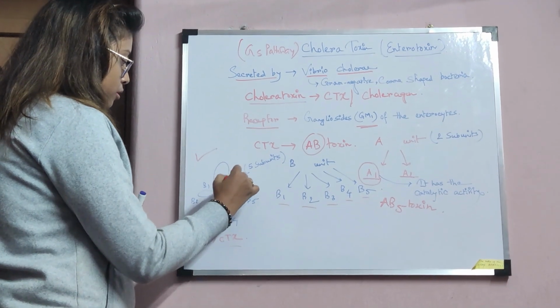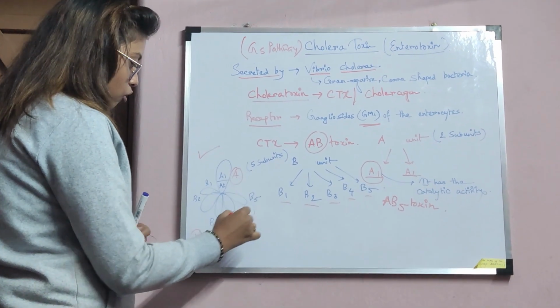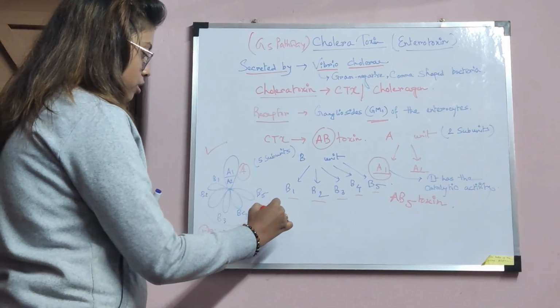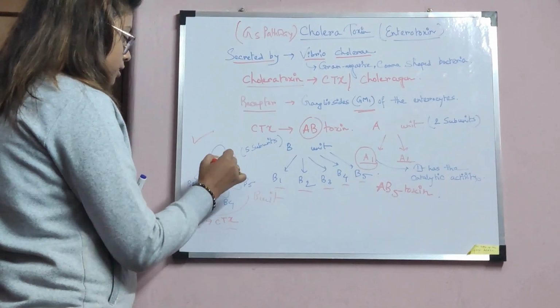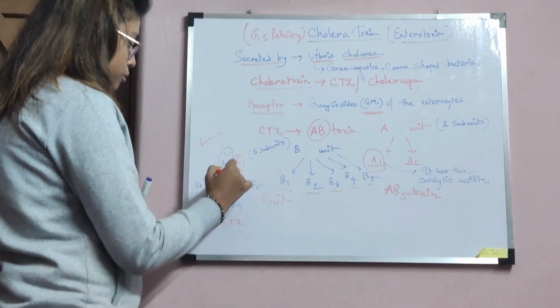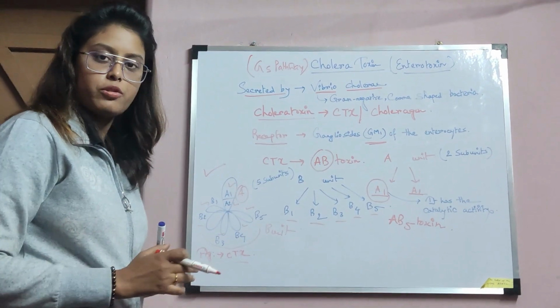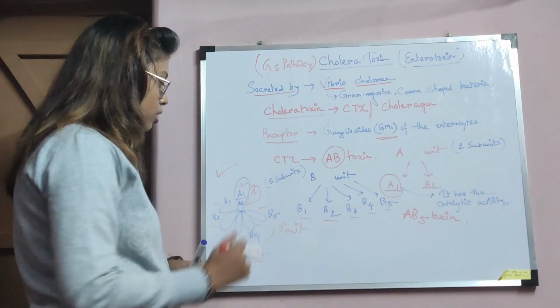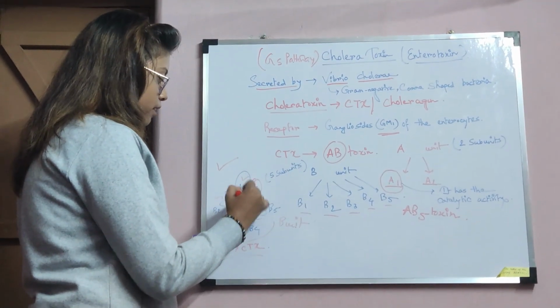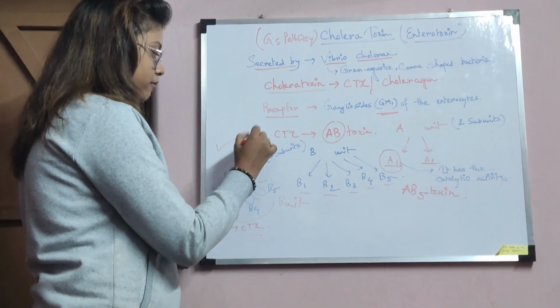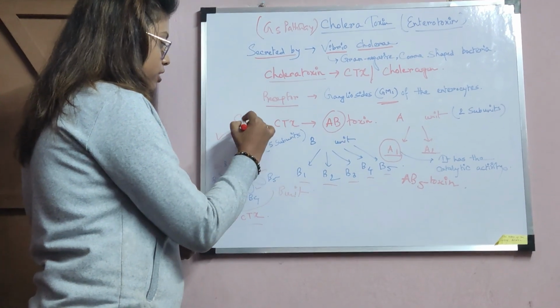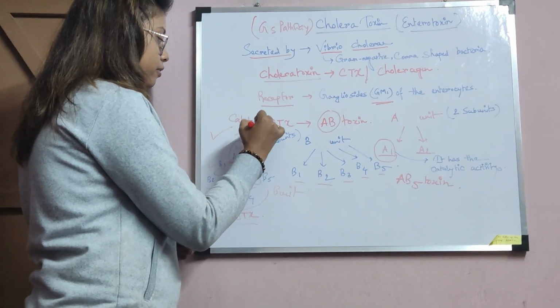This is the A unit, and these are all the B unit. Under the A unit there are the A1 and A2 subunits, and B1, B2, B3, B4 and B5 are the subdivisions of the B unit. So the A unit is actually catalytically active.